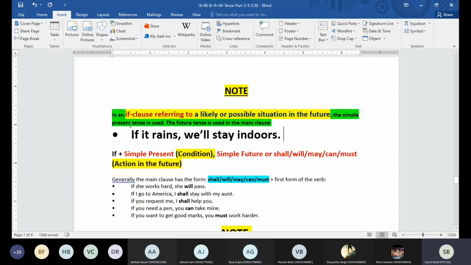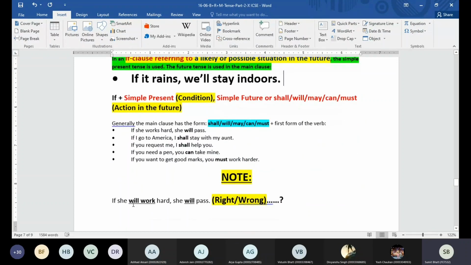Okay, so whenever we have a sentence with if, guys, remember this is part of conditional. And conditionals can be discussed this way. So what is right? If she will work hard, she will pass. Is that right or wrong? Yes, guys, if she will work hard, she will pass. If you get a sentence this way, is that correct? Sir, it is wrong. Ashad, what is wrong in the sentence? Sir, we are using two future tense at once. Oh, very good. And what should be the right sentence then?